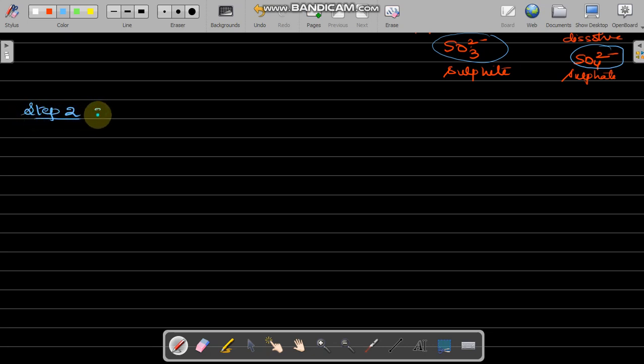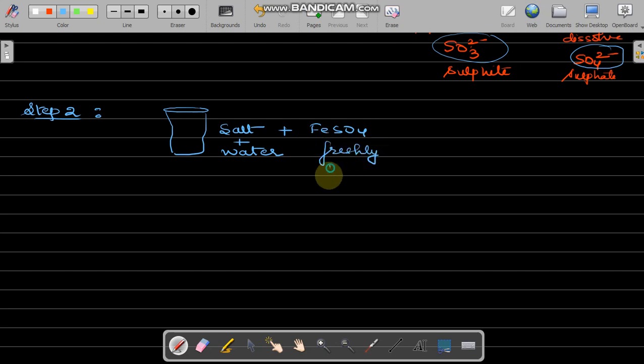Your step 2 is what? Again take a dry test tube. In that dry test tube, add a little amount of the salt and water, and make a solution. In this solution, add ferrous sulfate. This ferrous sulfate should be freshly prepared, and add concentrated H2SO4.